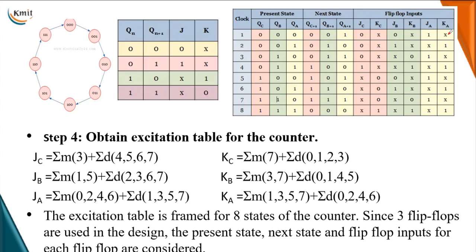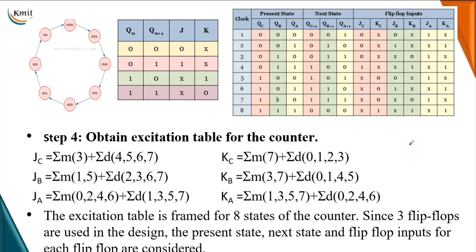So next JA. Alternatively, we have the minterms and don't cares when I compare with your KA. So JA is 0, 2, 4, 6 are the minterms. 1, 3, 5, 7 are the don't cares. KA is 1, 3, 5, 7 are the minterms. 0, 2, 4, 6 are the don't cares.